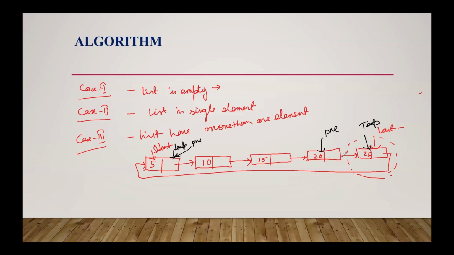Once we reach this value, then we have to make a connection. This pre next should be connected to the start, so that it is still a circular linked list. So this one is done. We have to make the connection. Then we make the previous node point to the first node, and the last node's connection is gone.